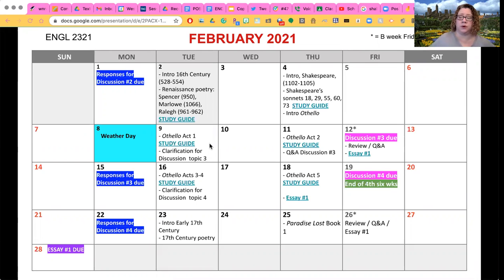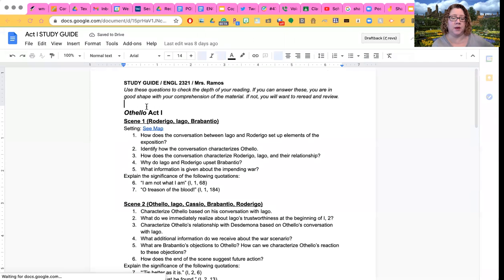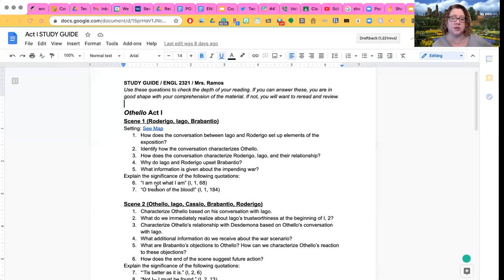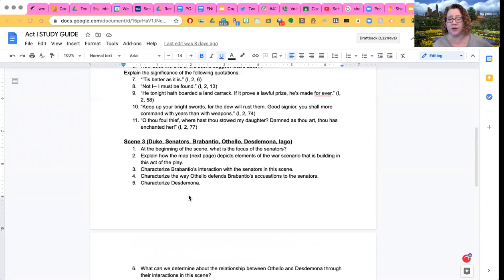What I will do is each study guide has a variety of things to be thinking about in that act. So there will be questions just to make sure you're catching on, and then there'll also be significant quotations. So probably what I'll do when we come together again on Tuesday is open up the study guide and start talking about the different scenes in Act 1. This whole document is Act 1.